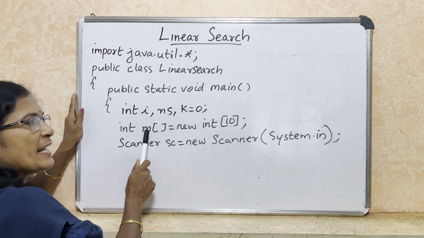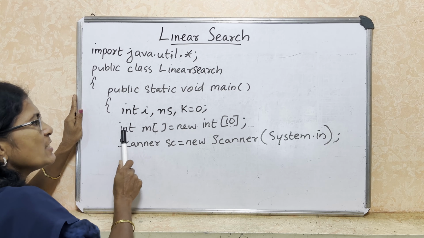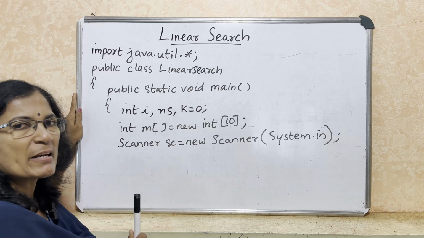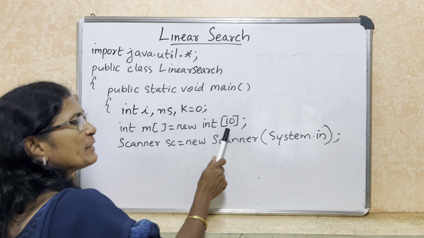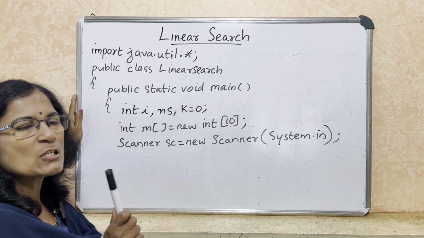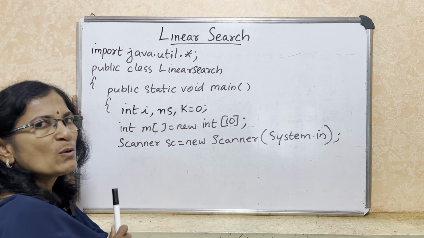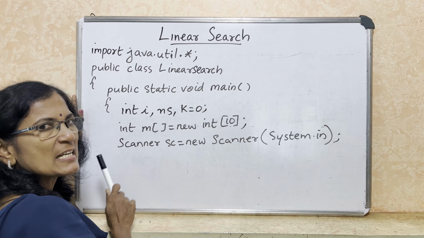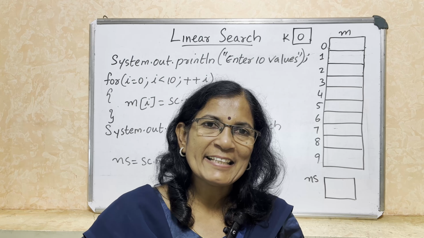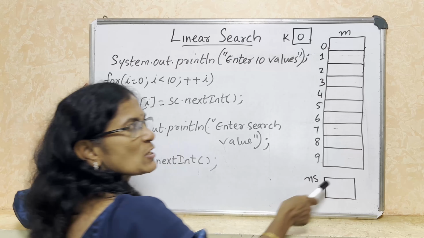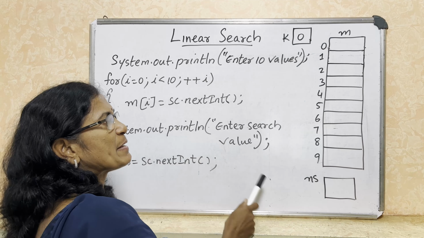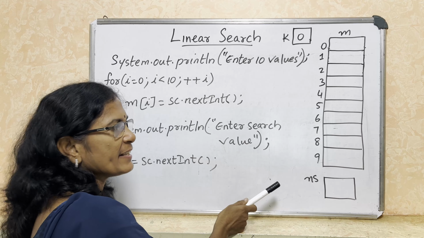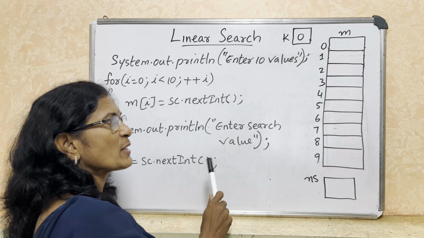Now the array is declared, an integer type array, int m. Name of the array is m. The new keyword is used for allocating memory for the array, new int of 10. So an integer array with 10 storage locations will be created when the statement is executed. Now the Scanner class object is declared. As we have declared the array m with 10 storage locations, the array is created in the memory. The first index of the array is 0, the last index of the array is 9. Array has 10 integer storage locations.